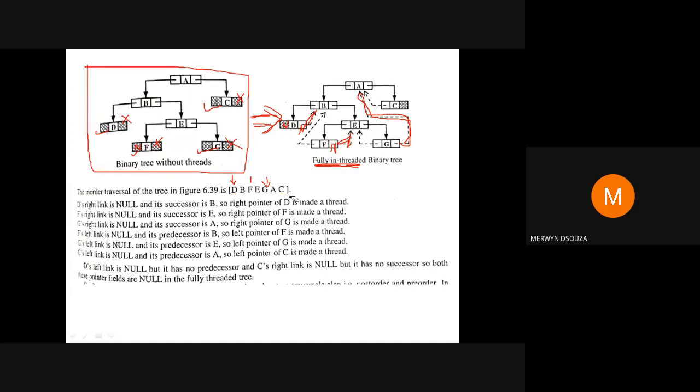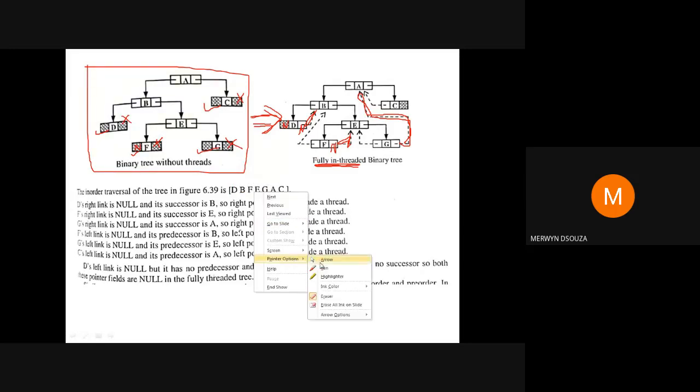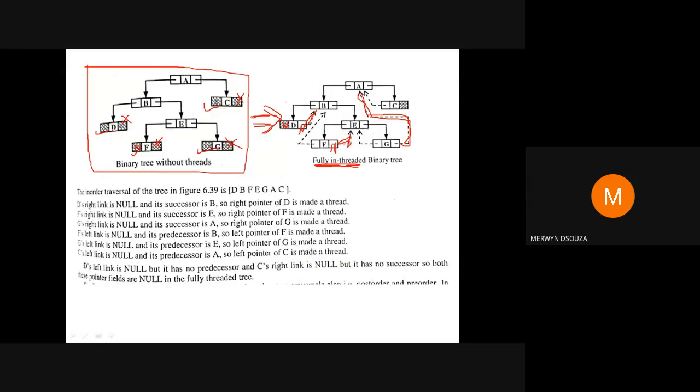The in order successor of D is B. So you will draw a dotted arrow from the right portion of D, that is the right portion where the node points to the right child. From there you will draw a dotted arrow to the node B. So you get it like this.